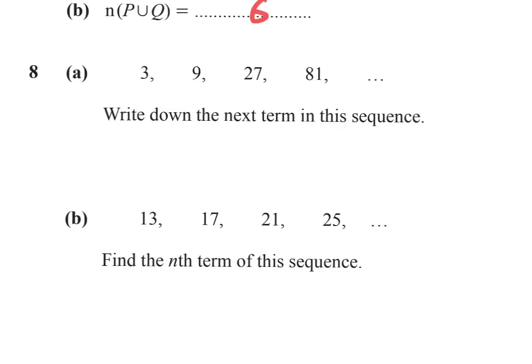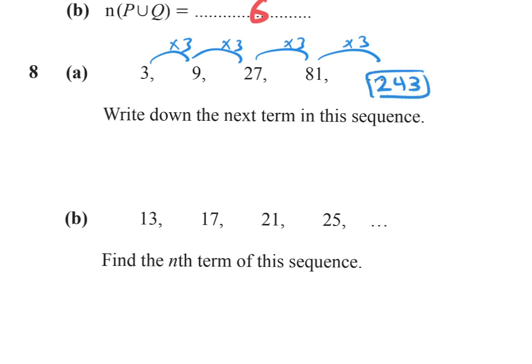8A. 3, 9, 27, 81. Write down the next term. What is the rule? Multiply by 3. Okay. So, to find the next one, you have to multiply by 3. 81 times 3 is 243.